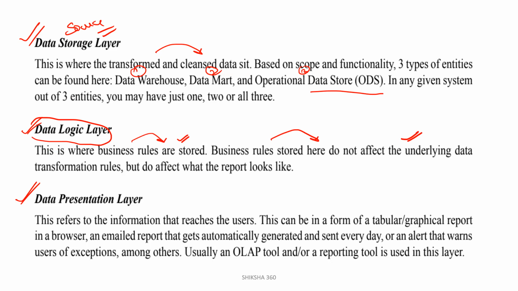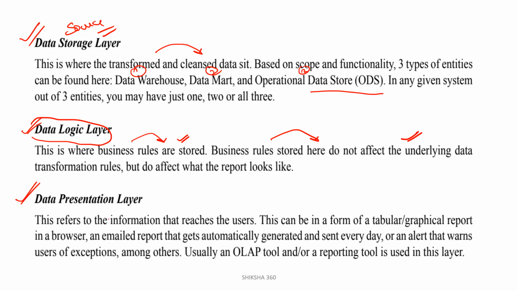Where business rules are to be stored, that is in the data logic layer. So business rules stored here do not affect the underlying data transformation rules, but do affect what the report looks like. Clear? But do affect what the report looks like.